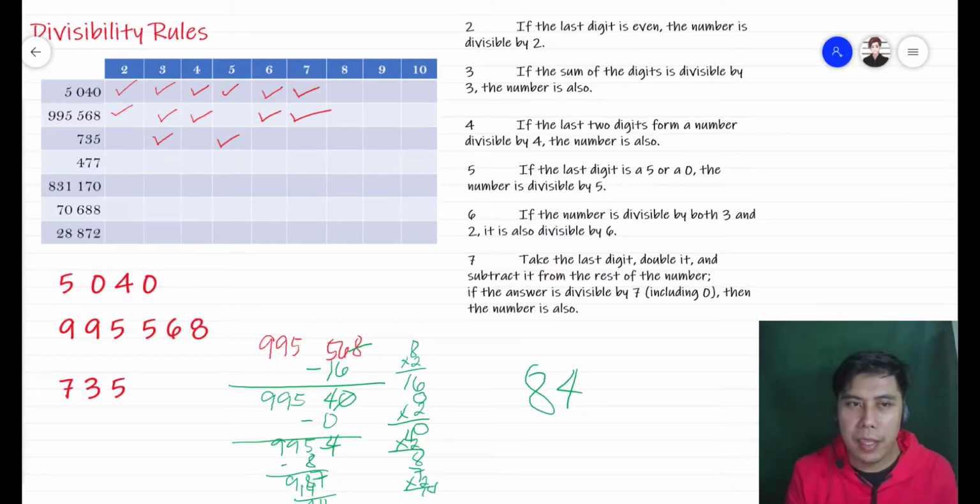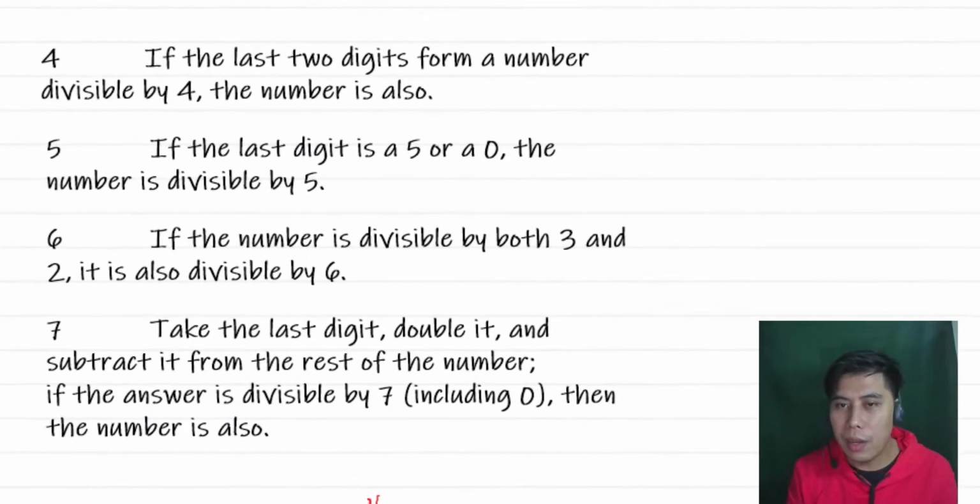Or for this instance, if we have to do the process again, take out the last digit, 4, multiply it by 2, we get 8, and we subtract it from the remaining digit, that is 8, then we get 0. According to the rule, including 0, we can say that the number is divisible by 7.